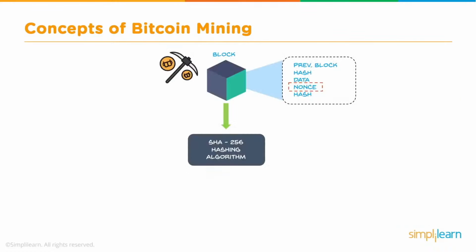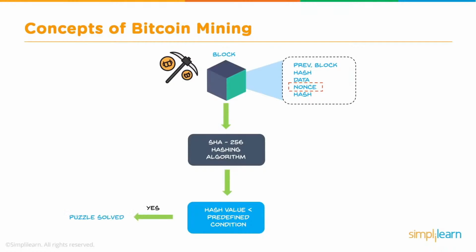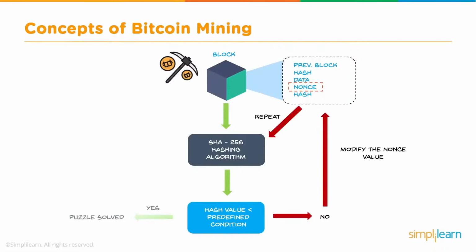Now, in order to generate the hash, you use the SHA-256 hashing algorithm. You compute the hash value. If it is less than the defined condition, the target, then the puzzle is deemed to be solved. If not, then you keep on incrementing the nonce value and repeat the SHA-256 hashing function, passing in the nonce value, and you generate the hash value again. You keep doing this process until you get a hash value which is less than the target.